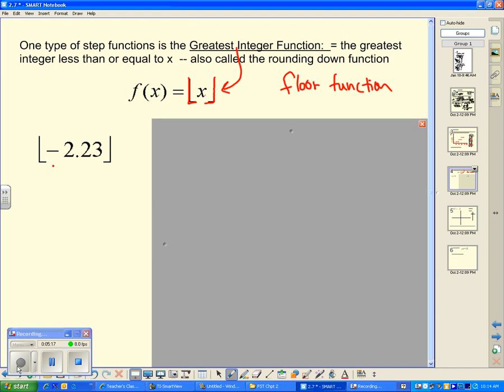Okay, so if I look at a number line here, I have -2 and I have -3 and -2.23 somewhere right here. The greatest integer that's less than or equal to this number would be -3. You're rounding down. Yep. If it's a negative number, yeah, you can think about it like that.